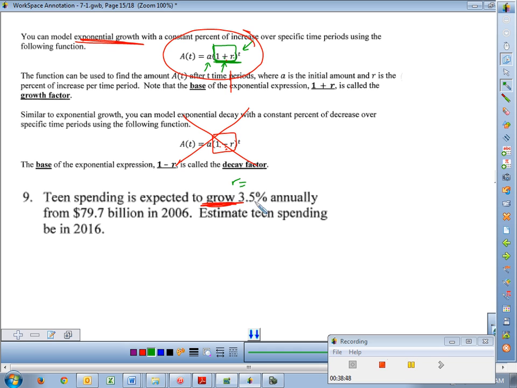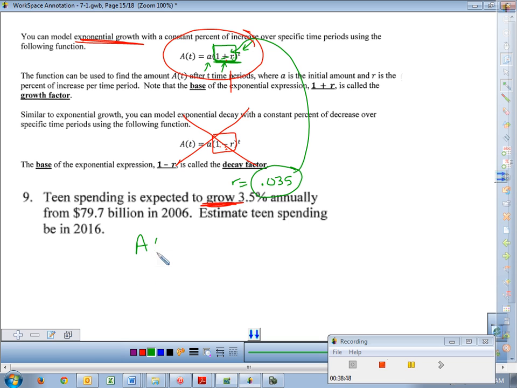How many places do you move the decimal? 2 places to the left. What would that become? 0.035. That's 3.5%. Cool? So doesn't this need to go in there? Aren't you going to add 1 to it right away? Right? So here it is. A sub t will equal, do you know the initial amount? Yes or no?